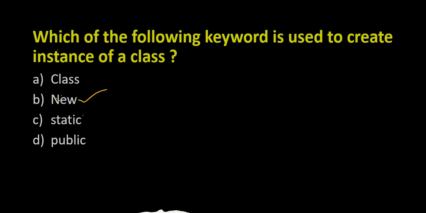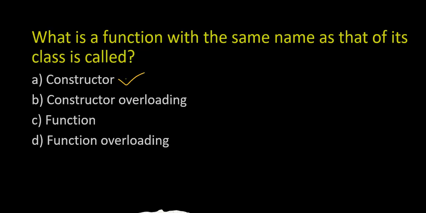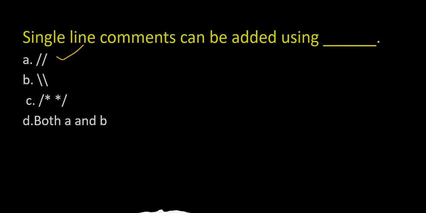Okay. The next one is which of the following keywords is used to create the instance of a class. So whenever you want to create the instance of the class, the keyword new is used. So the correct answer is new keyword. And the next one is what is a function with the same name as that of its class called. So any function having the same name as that of the class is called a constructor. So constructor is the right answer.